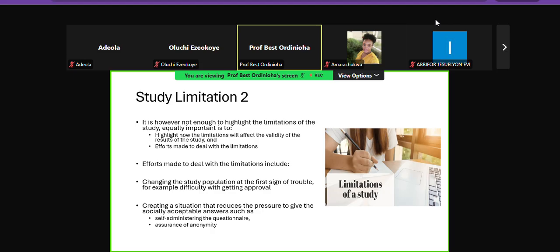So this study limitation is actually designed when you list the possible things that are likely to affect the validity of your study. The next thing is to do something to remedy it.